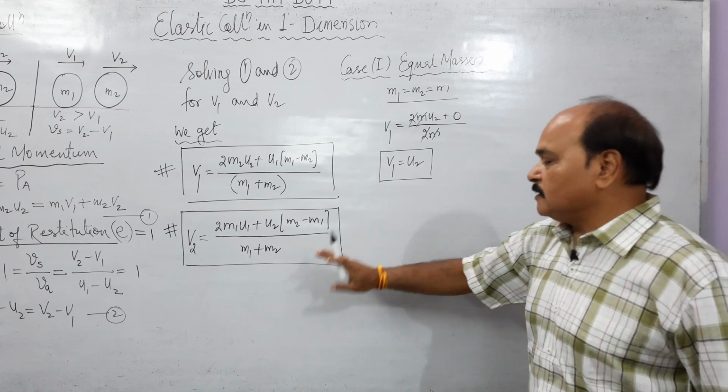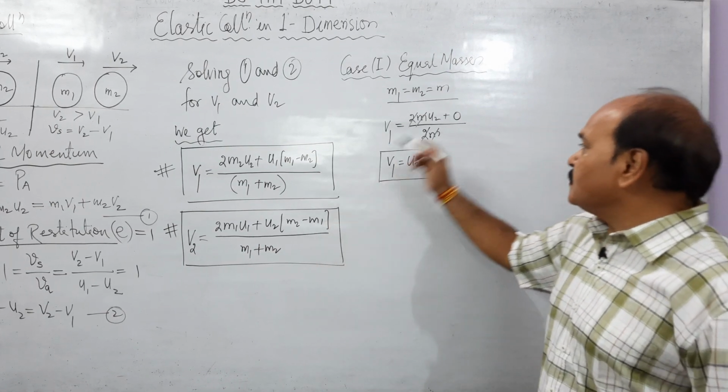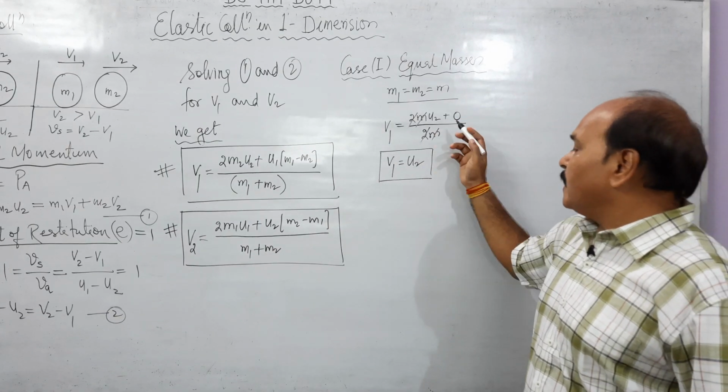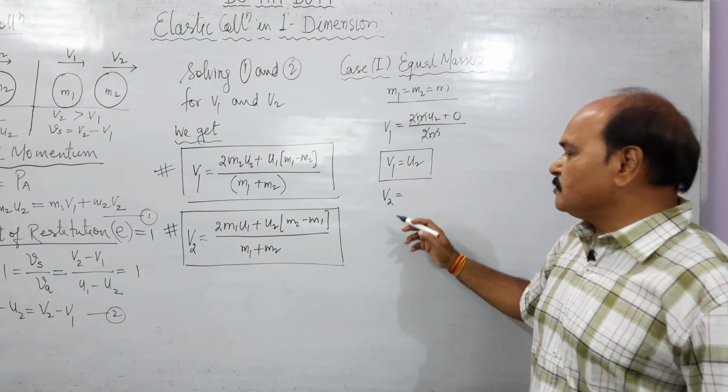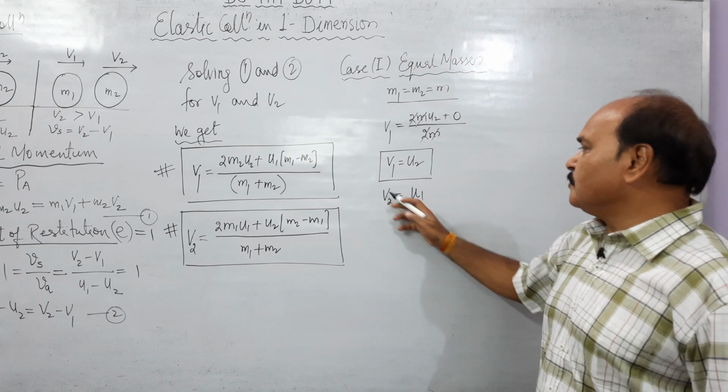Likewise, in this equation, if we write m1 equal to m2 equal to m, what do we get? We get v2 is equal to u1.